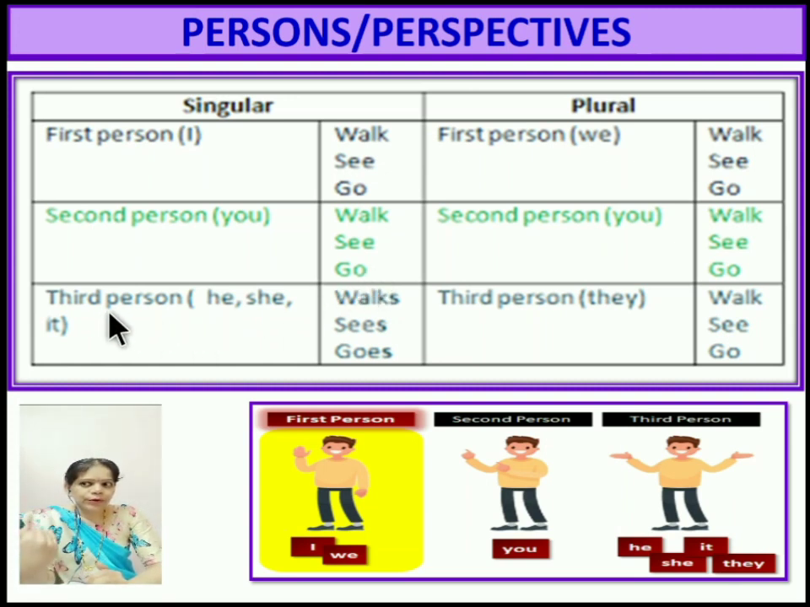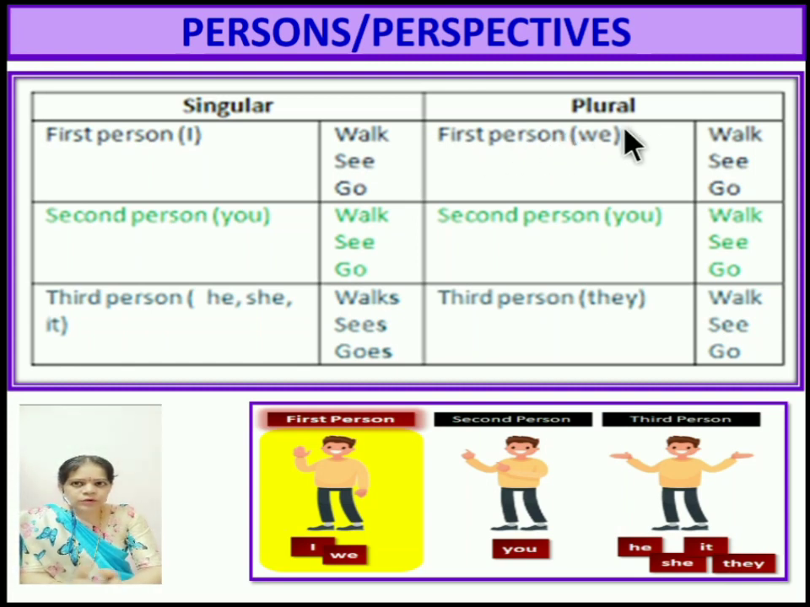Then third person, he walks, she sees, it goes. Now the plural form. In the first person, when the speaker or listener or the third person, the object that is talked about or discussed, is plural.